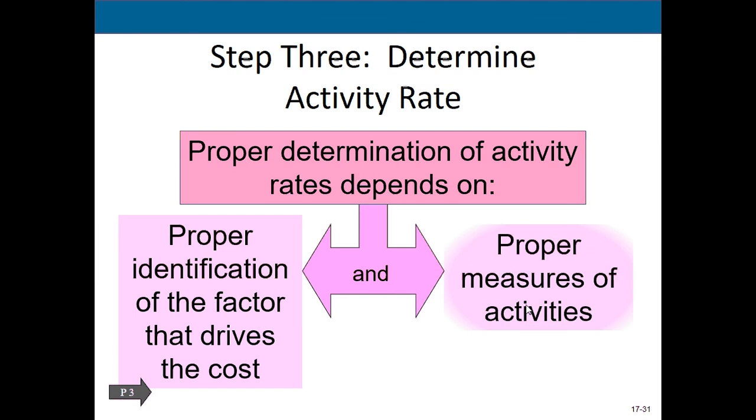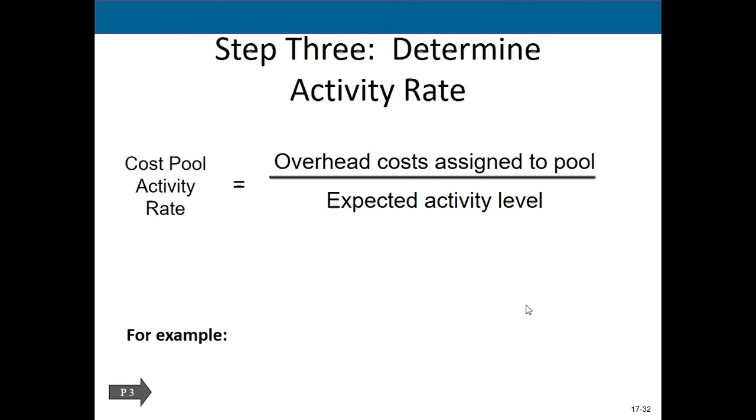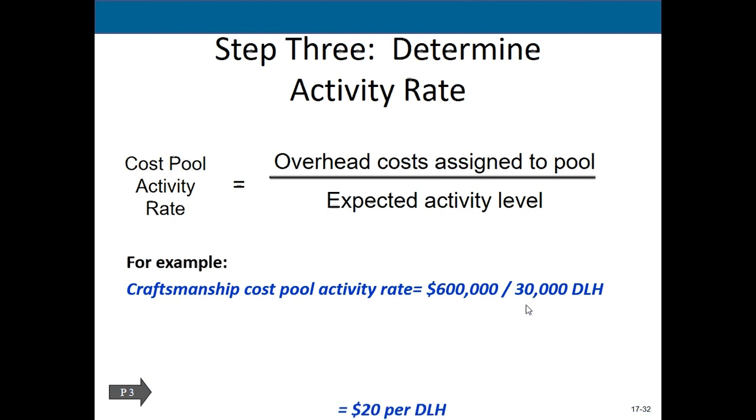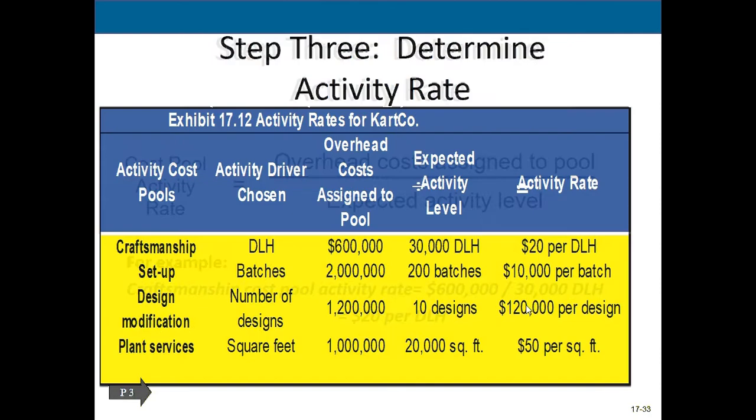This is a great slide. We need to think about this. Proper determination of rates is going to depend on proper identification of the factor that drives the cost. That's very, very important. Knowing that it's direct labor or machine hours or square footage, and then the proper measurement of those activities. Again, there's the formula for it. The example is going to be the craftsmanship pool, which had $600,000. We divide it by the 30,000 hours. If you went back a couple slides, you'd see that, which means in the craftsmanship pool, for every direct labor hour, we're going to assign $20.